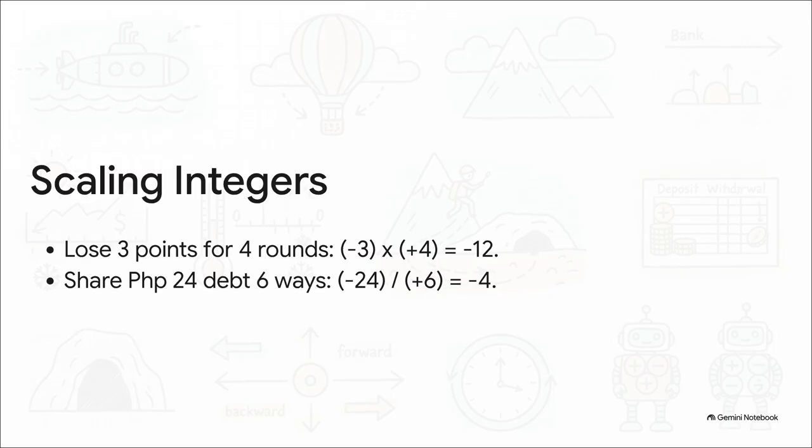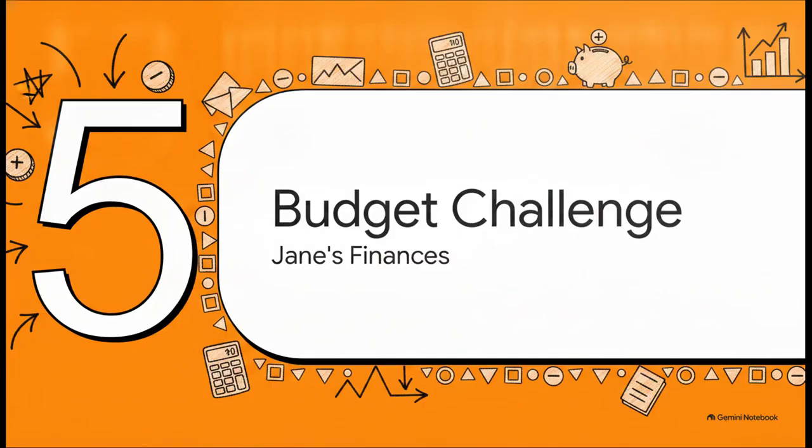So what does that look like in practice? Well, if you lose 3 points for 4 consecutive rounds in a game, you simply multiply a negative by a positive. You see that clash of signs? -3 times +4 equals -12. You're down 12 points total. And what if you and 5 friends have a shared debt? If the 6 of you owe a total of 24 pesos, that is a -24. Divide that -24 by a +6 people, and we have a clash of signs again, which gives us a -4. Everyone owes 4 pesos. And now for our final test, Section 5, the monthly budget challenge, Jane's finances.